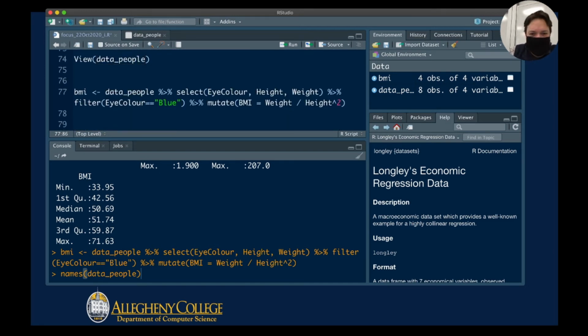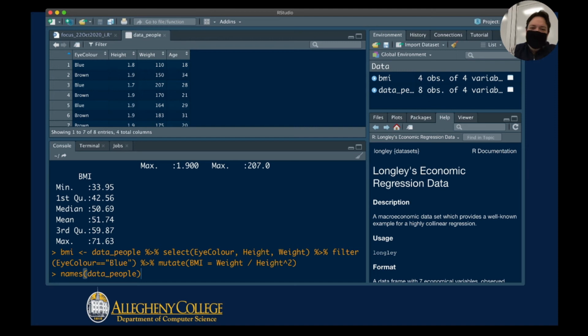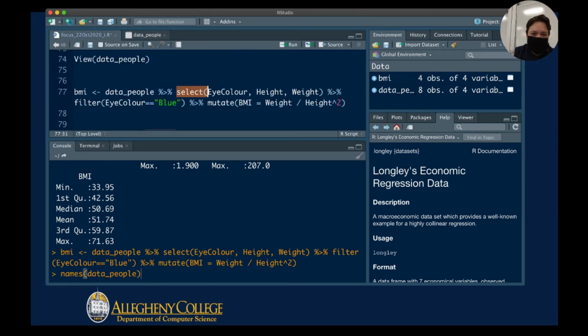And in there, I've selected some data. Actually, I have to select some rows in some way. So I'm selecting the rows, which are just eye color, height, and weight, and I'm leaving behind the age column. I don't need age. That's why I have this select here. I don't need age. I just need BMI.